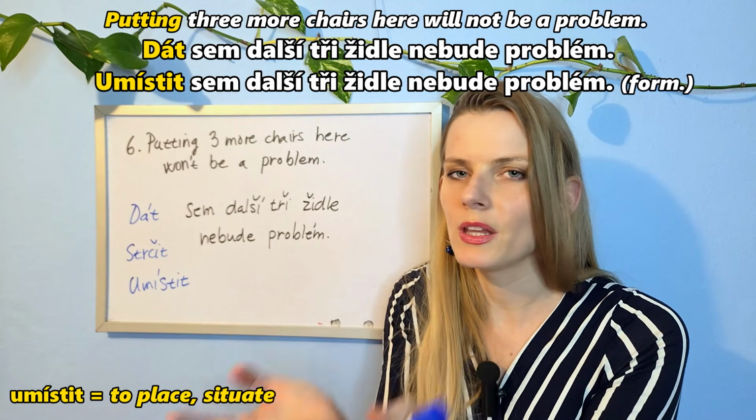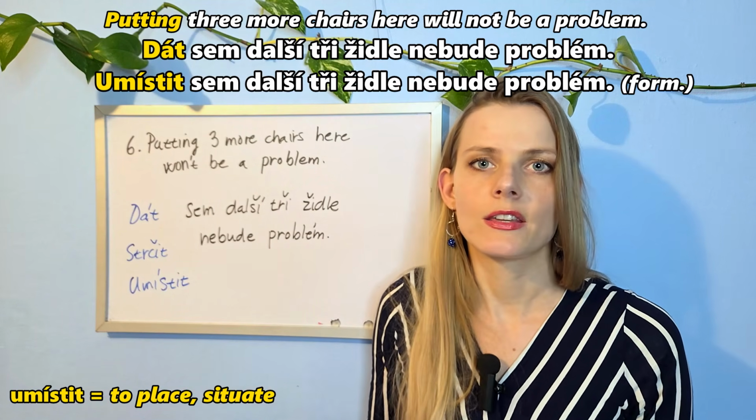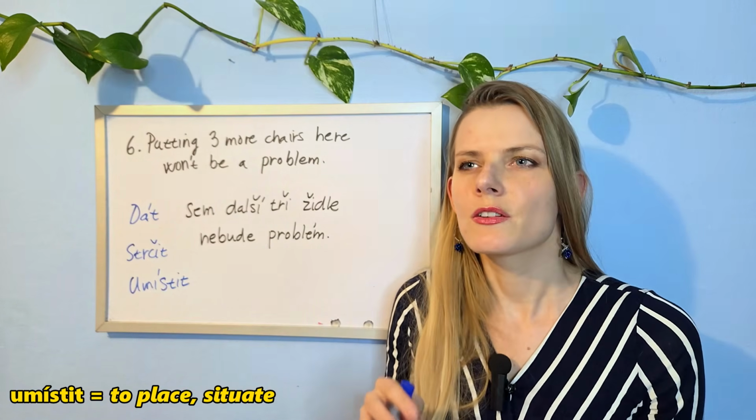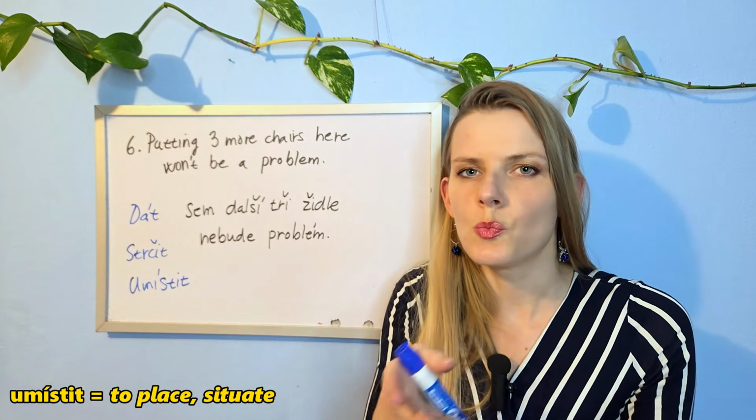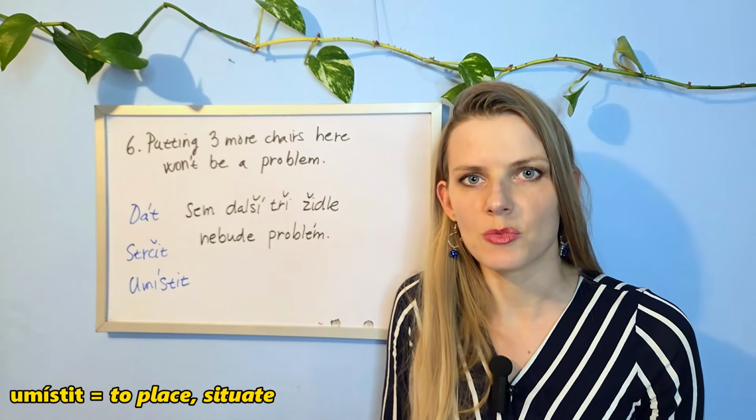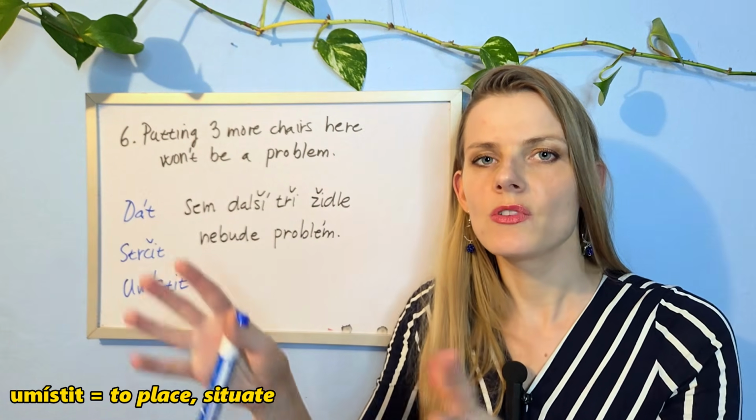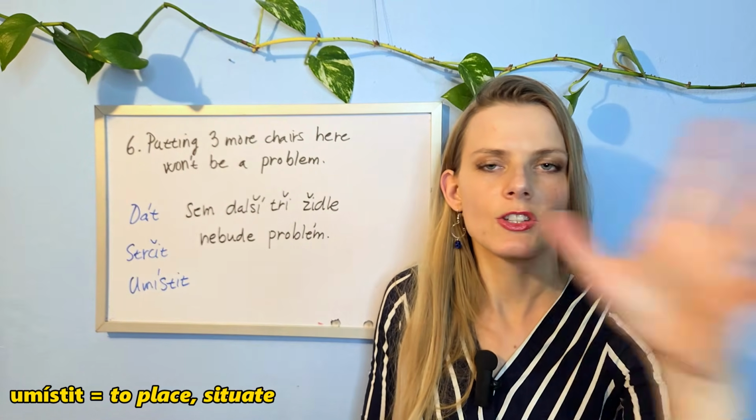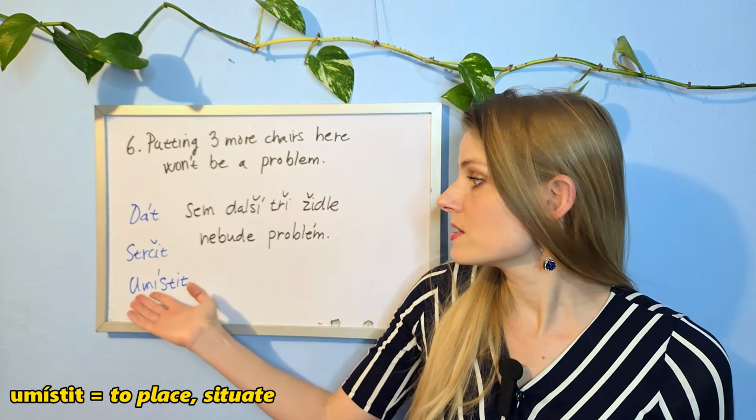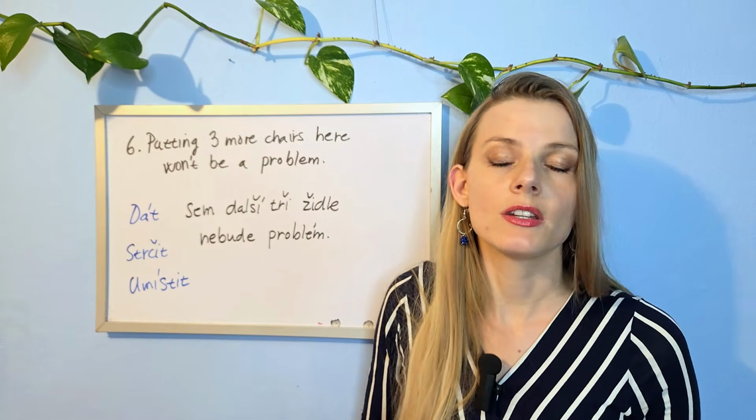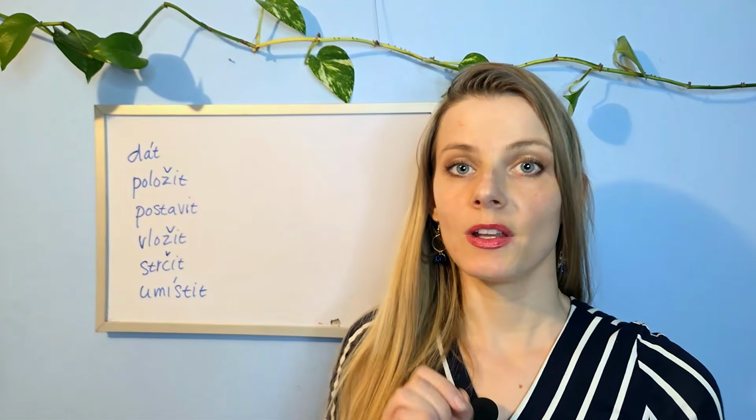Umístit means to place something somewhere, as in situate. You think it through where you're going to place, where you're going to put this object. For example, when you move furniture to change the living room, umístit něco někam, why not? That would be good. Now, let's sum it up.